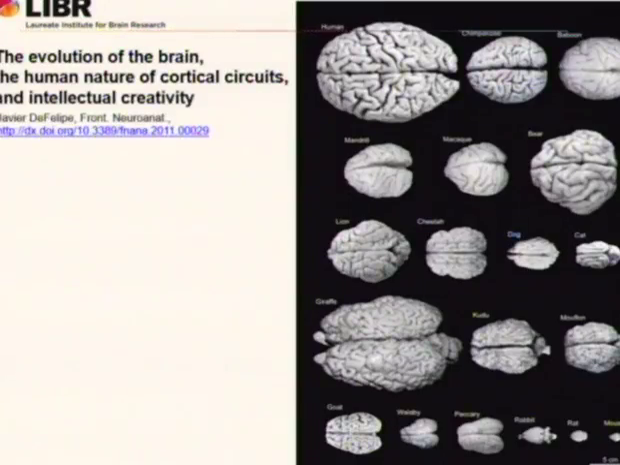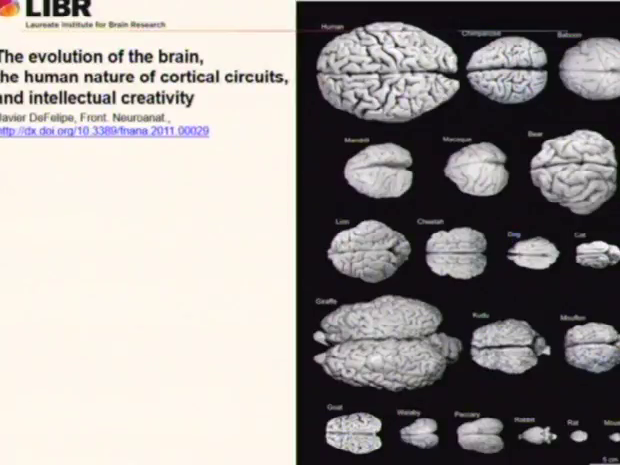So, we have a brain. Lots of species also have a brain. The brain evolved for many, many years, as we evolved as a species. The human brain is shown here, and other species' brains are shown here. Even a mouse has a brain, right there.